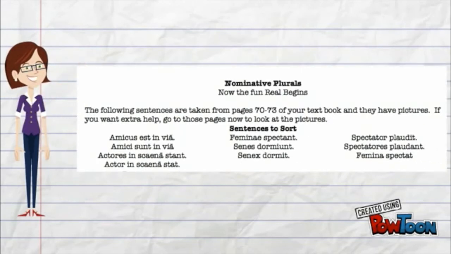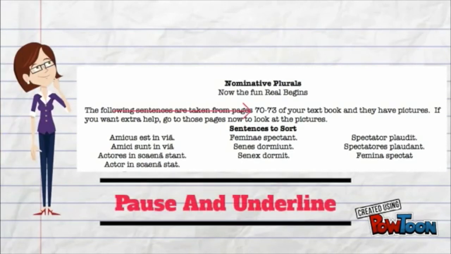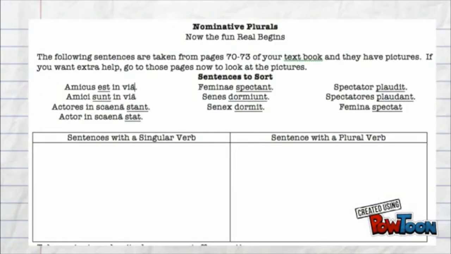Okay, here are your notes, and what I want you to do is underline all of the verbs. Just like it says, pages 70 and 73 have all of these sentences illustrated for you. Alrighty, so you can see the verbs underlined.